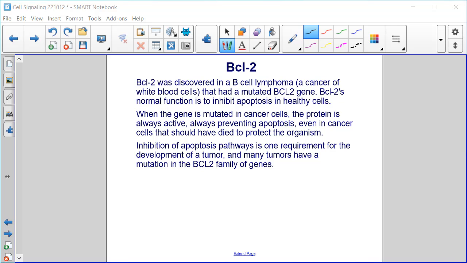BCL2 was discovered in a B-cell lymphoma, a cancer of white blood cells that had a mutated BCL2 gene. BCL2's normal function is to inhibit apoptosis in healthy cells. When the gene is mutated in cancer cells, the protein is always active, always preventing apoptosis, even in cancer cells that should have died to protect the organism. Inhibition of apoptosis pathways is one requirement for the development of a tumor, and many tumors have a mutation in the BCL2 family of genes.